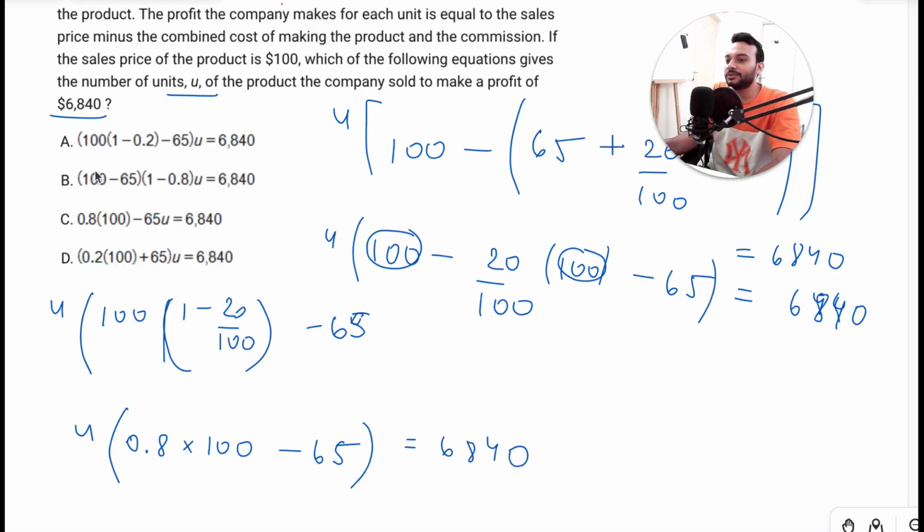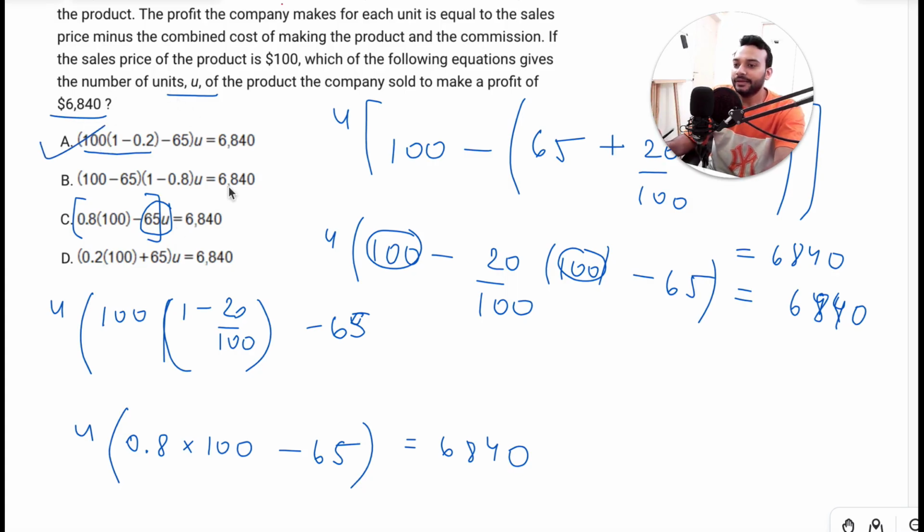If we look at the options, 100 times 1 minus 0.2, which is 100 times 0.8, minus 65, complete thing multiplied by U is equal to 6840. Option A satisfied the condition. Option C also looks to be satisfying, but it's not. It is doing 0.8 times 100, but the multiplication of U is only happening with 65. Complete thing should be multiplied with the U. So option A is correct.